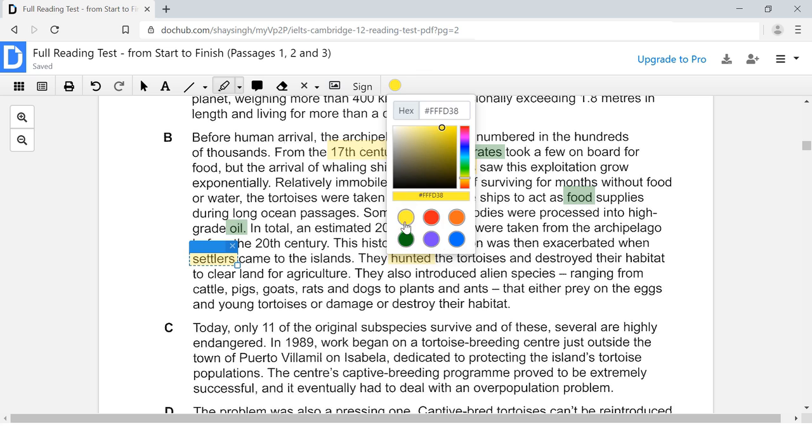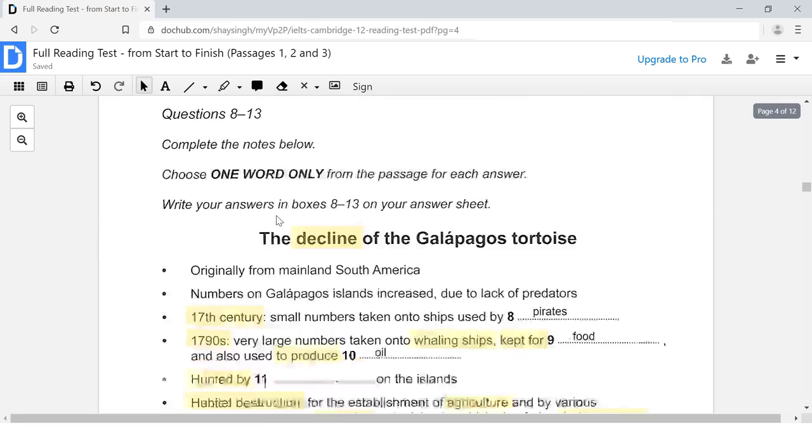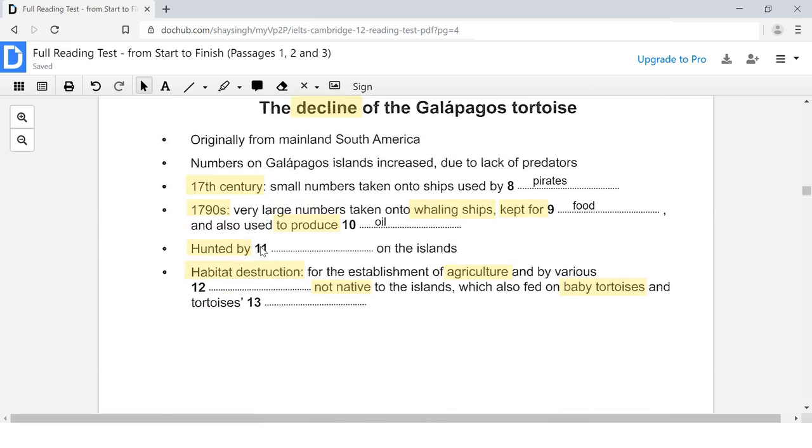Settlers. Hunted by settlers on the islands. Let's fill that in over here. Great. Now we only have one more question left for this question set, and we are looking for something related to habitat destruction. Actually two, 12 and 13. One question, but split up into 2 answers.